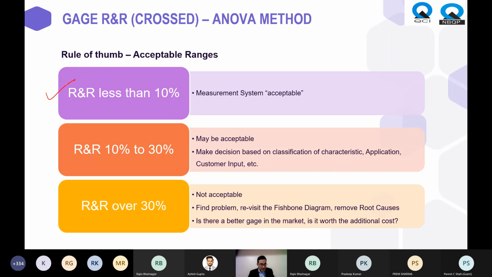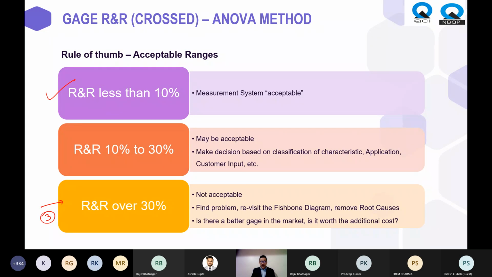And in the third scenario, if R&R is over 30%, there is a simple rule, you cannot accept it. If you accept it, you are probably capturing all wrong data. Your operators are not trained. You cannot go to SPC. It is a big blunder if one captures R&R over 30% and that data is accepted.